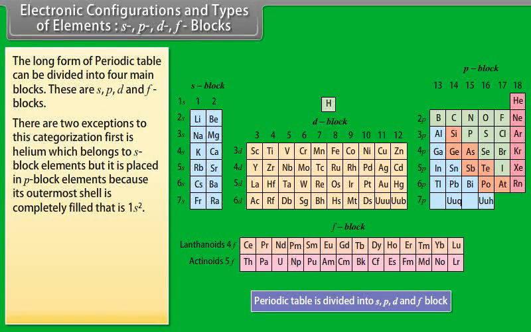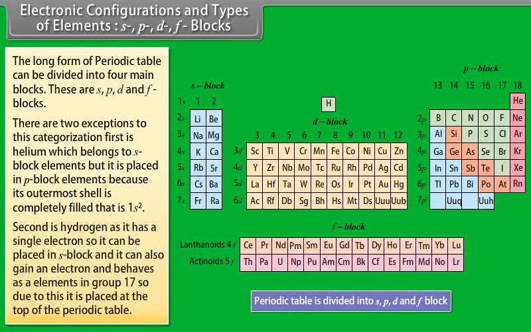There are 2 exceptions to this categorization. First is helium, which belongs to s block elements, but it is placed in p block elements because its outermost shell is completely filled, that is 1s2. Second is hydrogen, as it has a single electron, so it can be placed in s block, and it can also gain an electron and behave as elements in group 17. So, due to this, it is placed at the top of the periodic table.